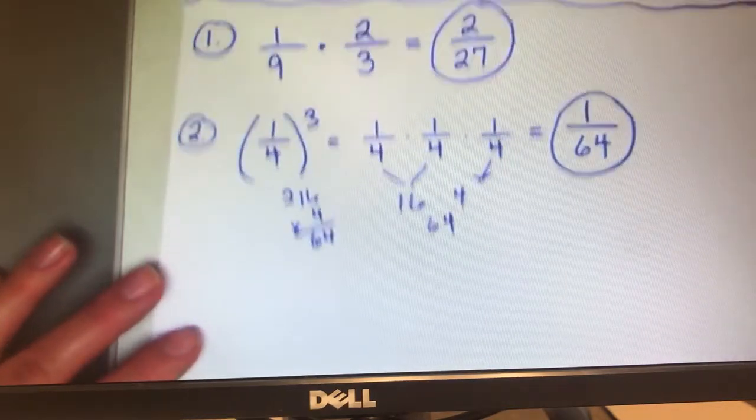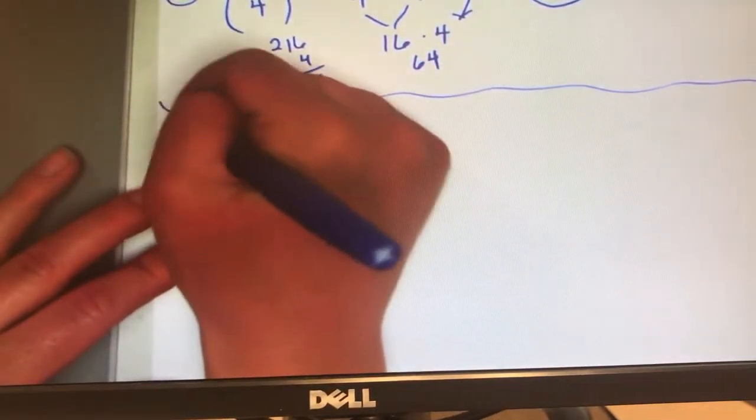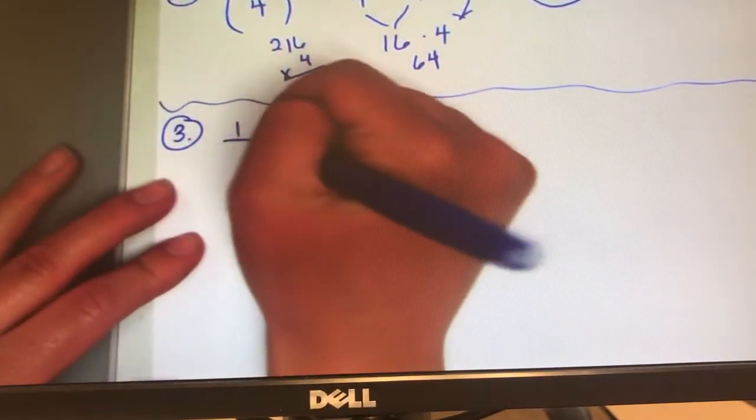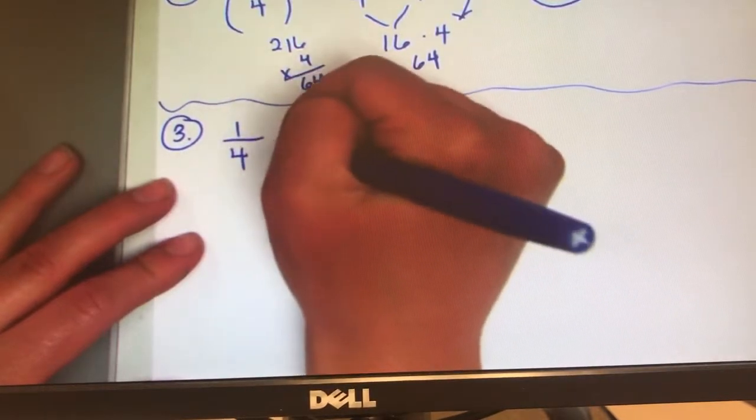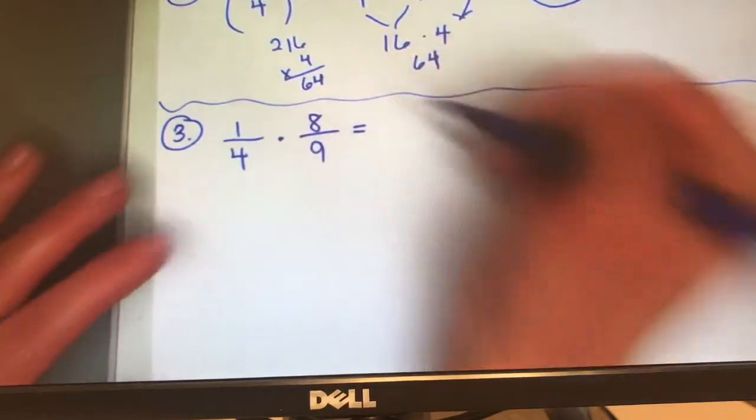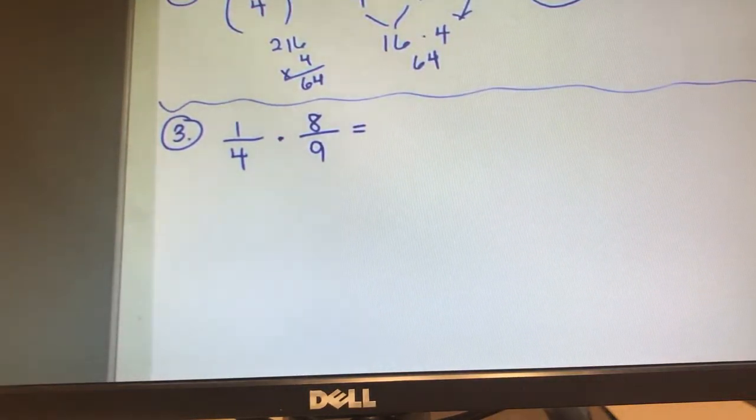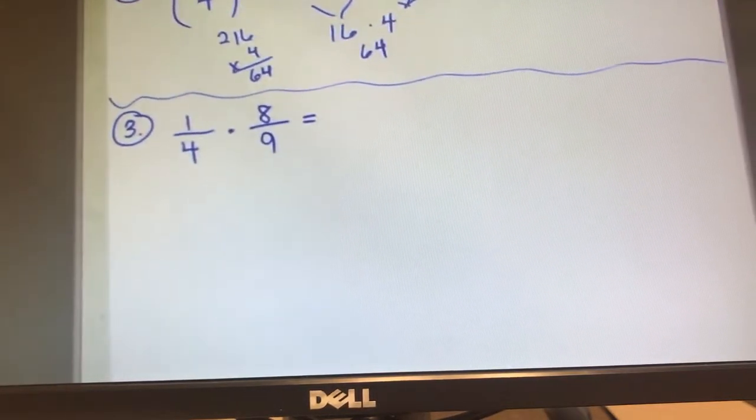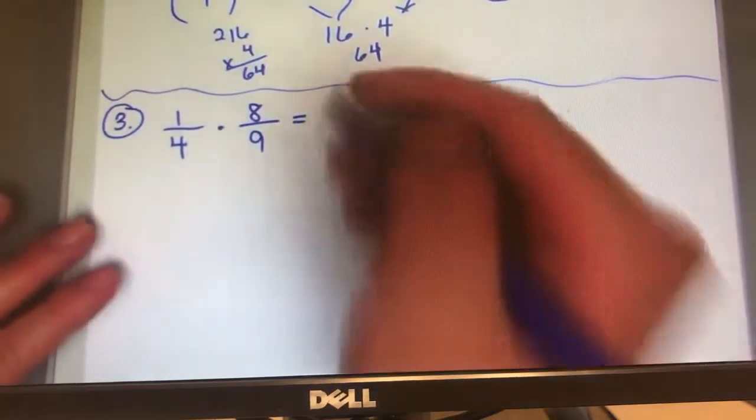Okay, now on the next two, I'm going to show you another way. Actually, I'm going to do it 2 ways. Show you 2 different ways how you can multiply something. So if we have 1/4 times 8/9. Now the first way I showed you, that always works, that never fails. You can always just multiply the numerator and multiply the denominator. Okay, so I'm going to do it that way first.